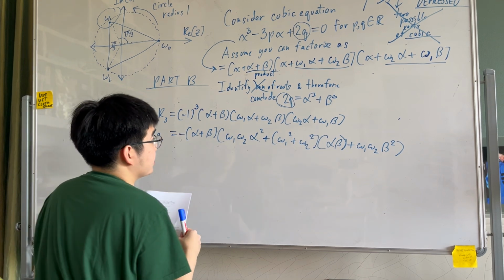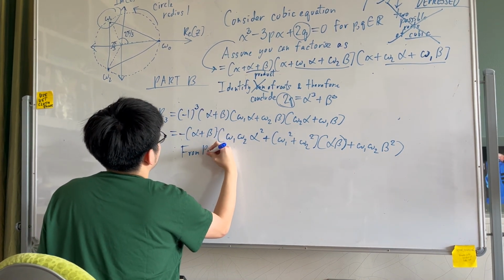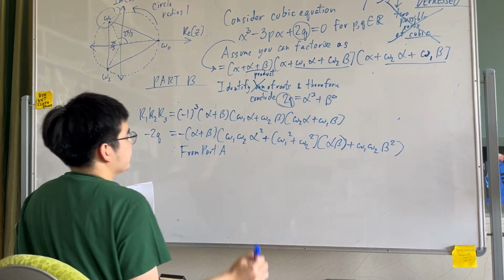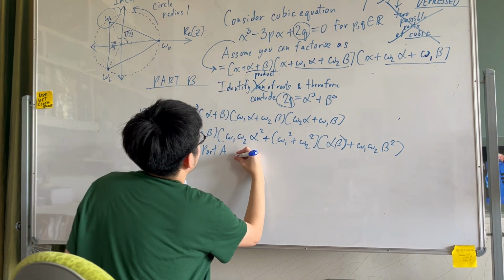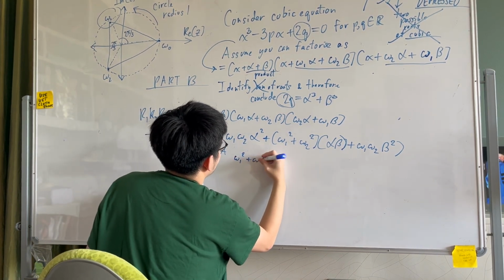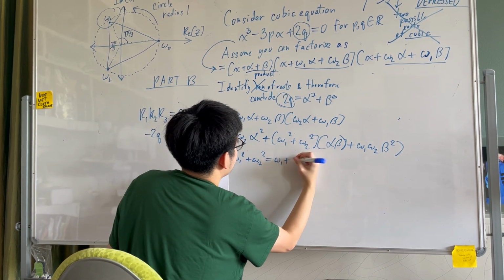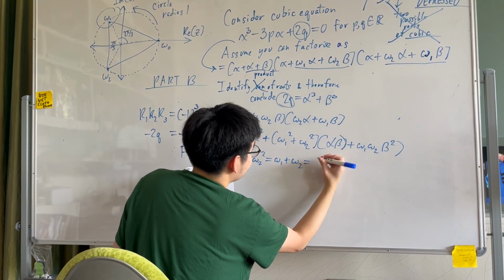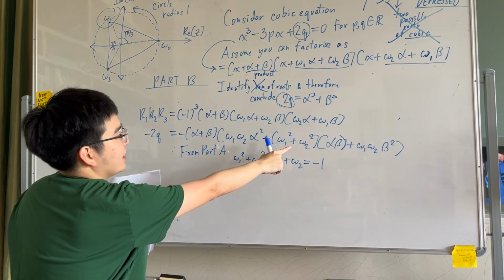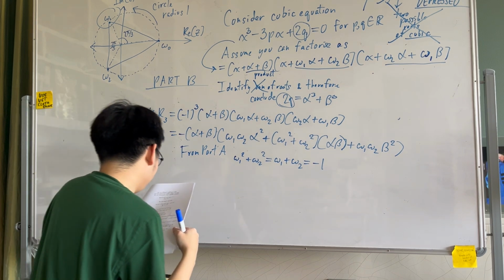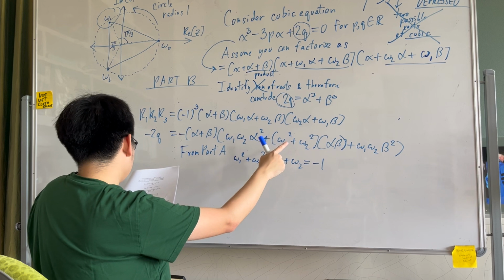And now we use a key result from part A. This is the key skill that you have to use for these IB papers all the time. So omega 1 squared plus omega 2 squared equals omega 1 plus omega 2. And thank goodness that we also proved in part D was equal to negative 1. So all that just becomes negative 1. So then we get minus alpha beta.